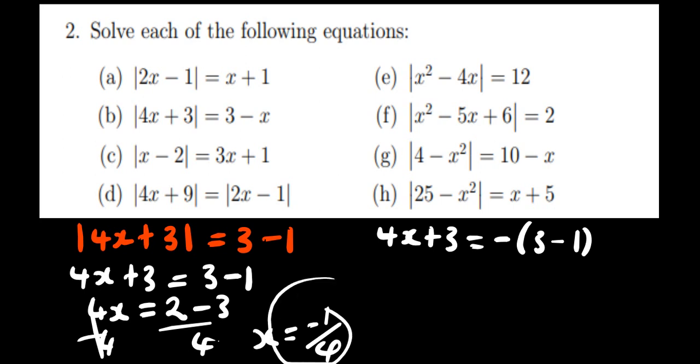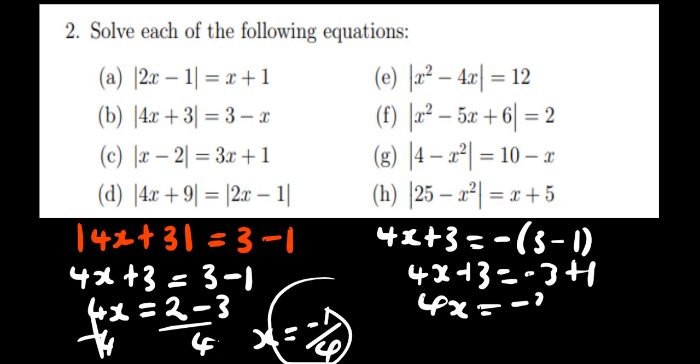On the other side, first distribute the negative. So 4x + 3 is equal to negative 3 + x. Then 4x is equal to negative 3 + 1, to be negative 2. When I take the 3 to the other side, it becomes negative 3. So I'm going to divide by 4 on both sides. So our x on this side will just be x is equal to negative 5 over 4. Okay, so that's how we are going to solve this one.